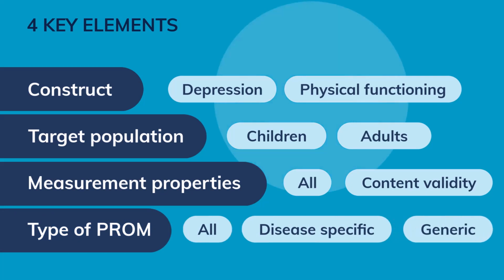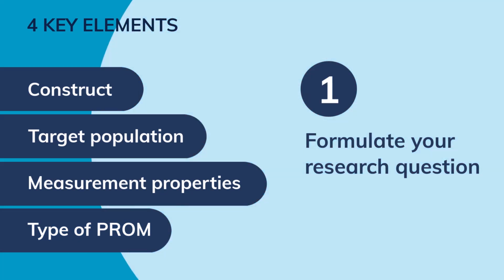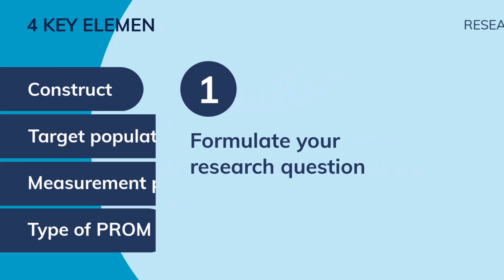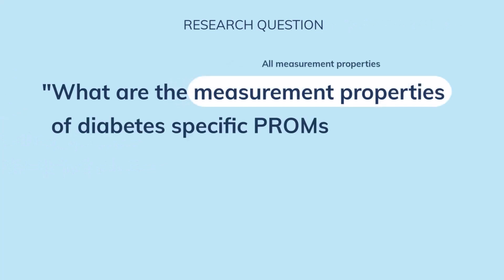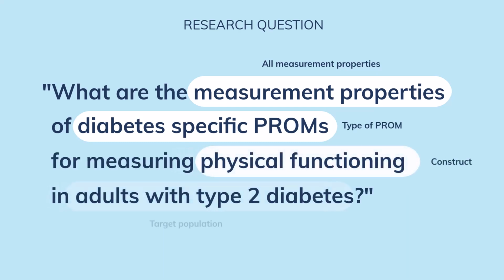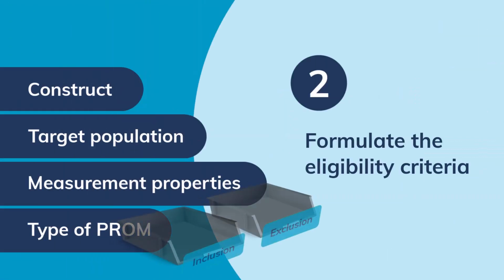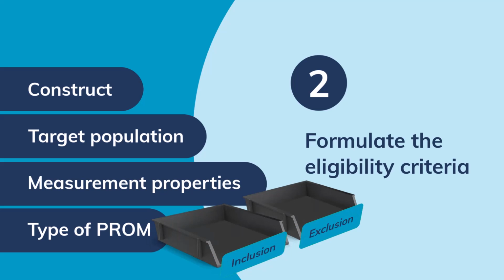In step 1, you use these 4 key elements to formulate your research question. In the manual, we give the following example. What are the measurement properties of diabetes-specific PROMs for measuring physical functioning in adults with type 2 diabetes? In step 2, you formulate the eligibility criteria using the same 4 key elements.